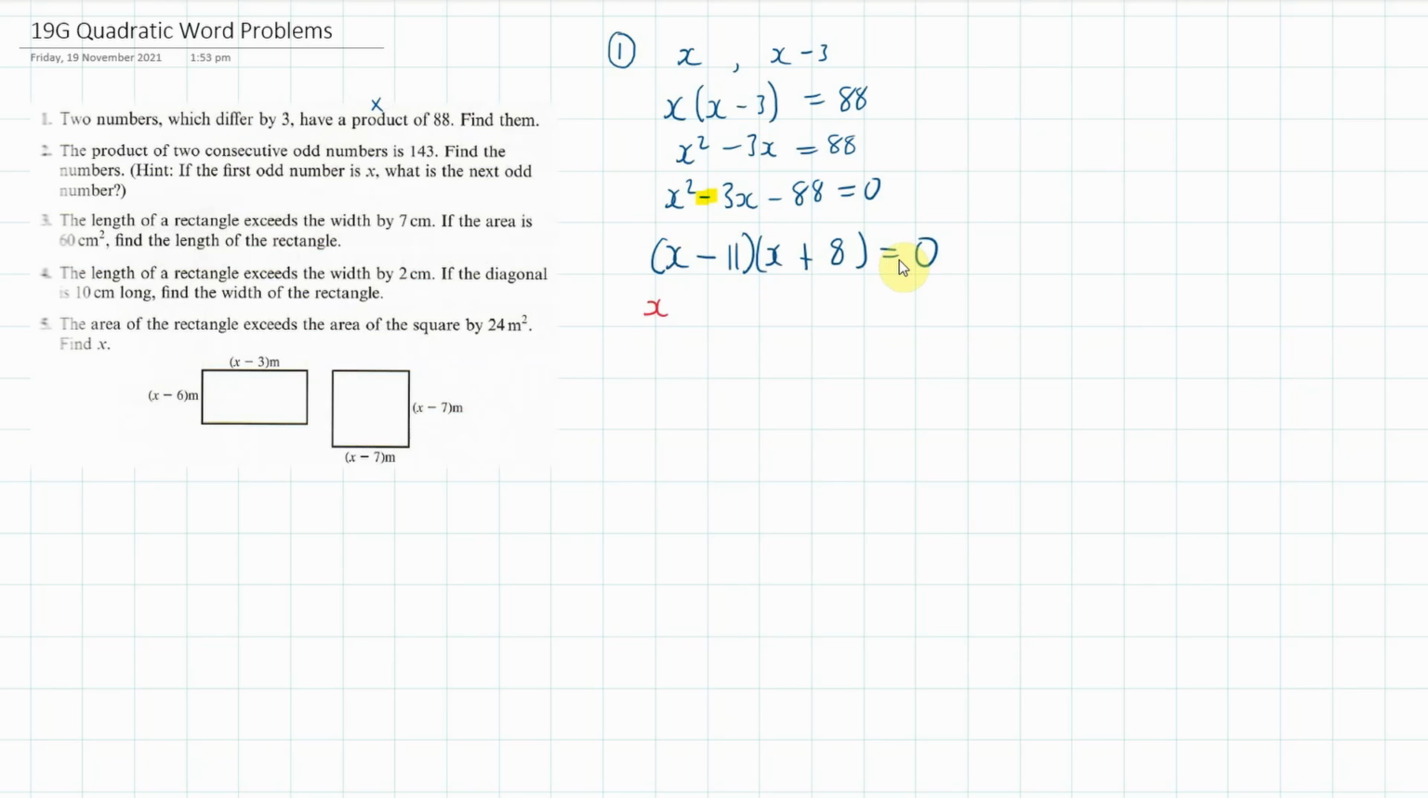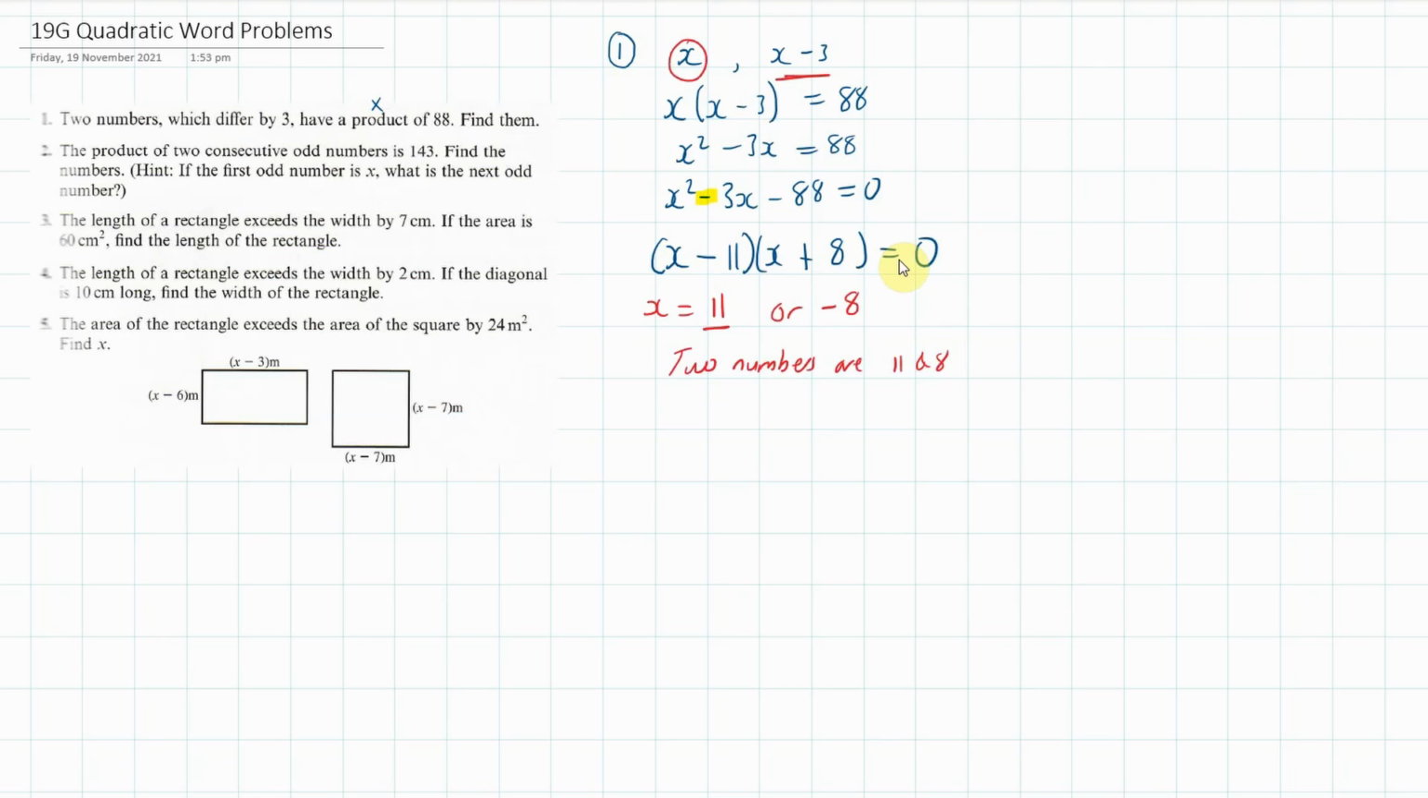So we could now say that x must be equal to 11, since in the first bracket, if we make it equal to 11, we'll end up with 0. 11 minus 11 is 0, and 0 times anything is 0. Or minus 8. We're just going to think about the positive value here. If that is our value for x, then the other value is therefore x minus 3, which is 8. So the two numbers are 11 and 8.